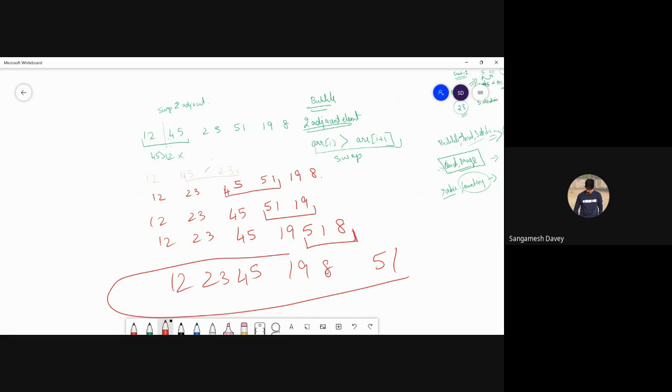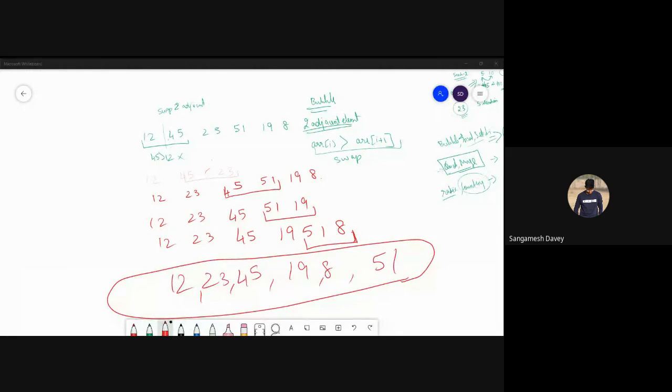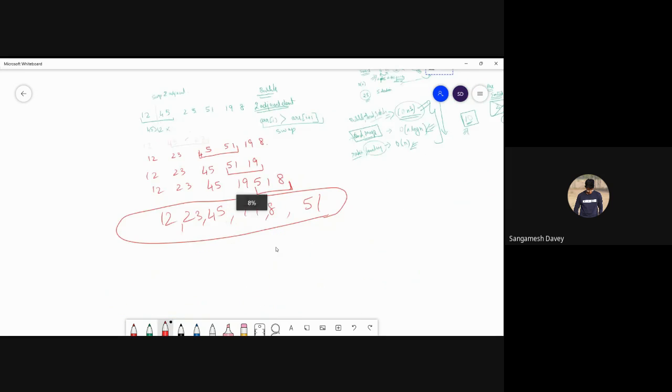Can I stop here? Is the algorithm over or do we need to do something else? Is this a sorted array, everyone, or do I need to do more iterations? We need another loop. Not another loop, we need another n minus i minus 1 iterations. The size of the array is 1, 2, 3, 4, 5, 6, so we need 5 more iterations. That's why it's O of n square. So you have to again do this.